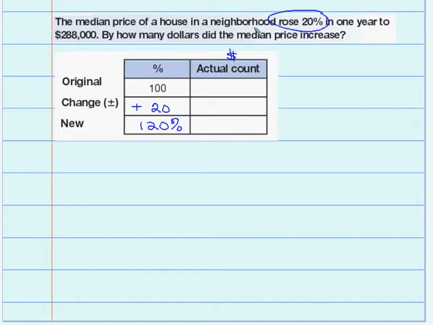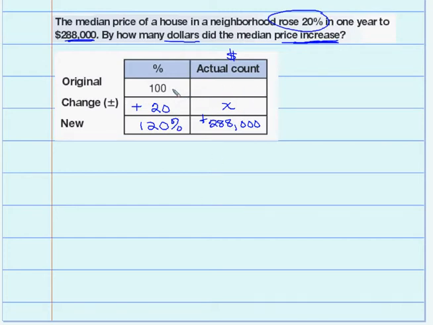The median price of a house in a neighborhood rose in 1 year to be $288,000. So that is the number that goes in your new information. They didn't tell you what it started out as. They told you what it ended up being. So now the question is, how many dollars did the median price increase? So is that a question of what was the original amount, or is that what percent did it change? That's the increase. They only want the increase, so I'm going to put my variable there.